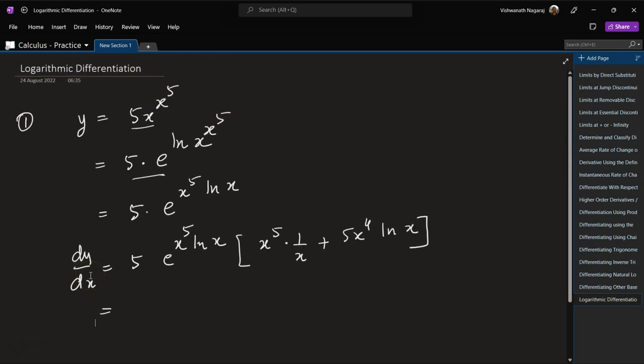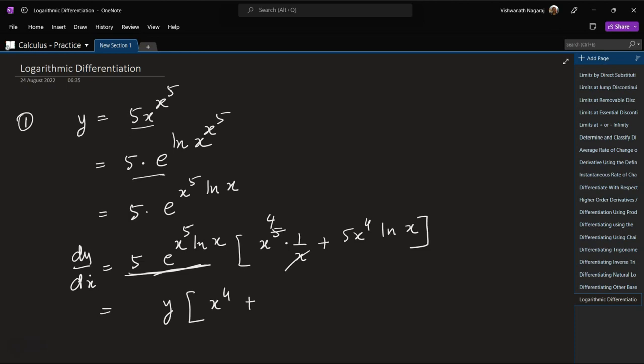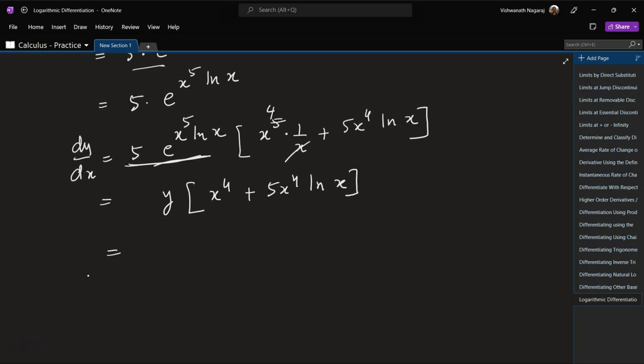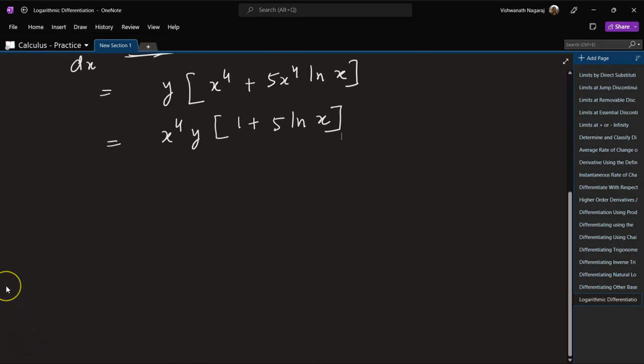Okay. Now, if you notice, this entire thing is nothing but y. This is this, and this basically we transformed into a different way of writing x to the power of x to the power of 5. So instead of every time writing this, we can write it as y itself. Okay, x cancellations. So x to the power of 4 plus 5x to the power of 4 ln x. Okay, and here x to the power of 4 is common. So x to the power of 4 y times 1 plus 5 natural log of x. So that is the derivative.